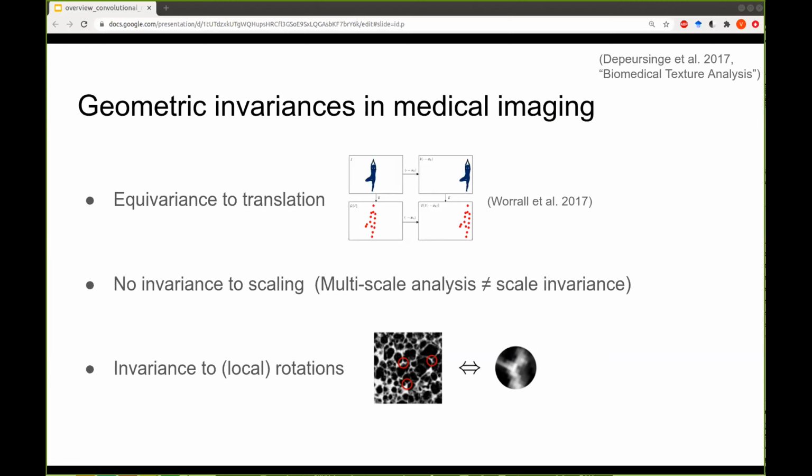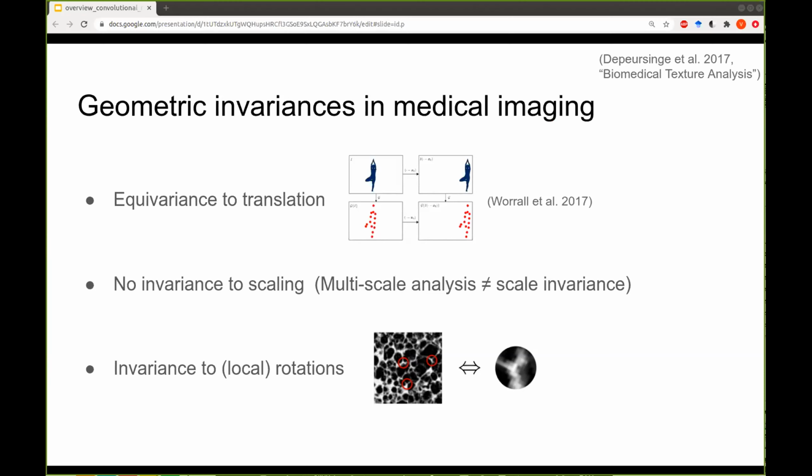First, equivariance to translation is needed, as in most image analysis, to create response maps that indicate where the filter responded. This property is inherent to the convolution. This means that when the input is translated, as in this image, the response map is translated the same way. Now, invariance to scaling is generally to avoid, since the pixel spacing has a physical meaning. Scale can be a discriminative property, for example, the size of a lesion. But multi-scale analysis is not the same as scale invariance. It can be very useful to apply filters of different scales for analyzing patterns at different scales.